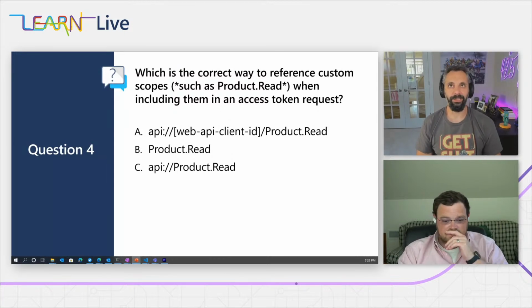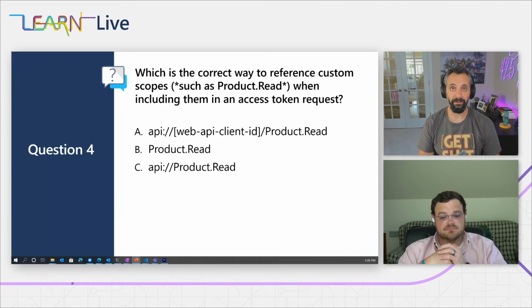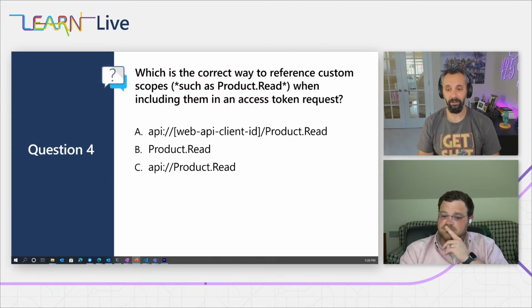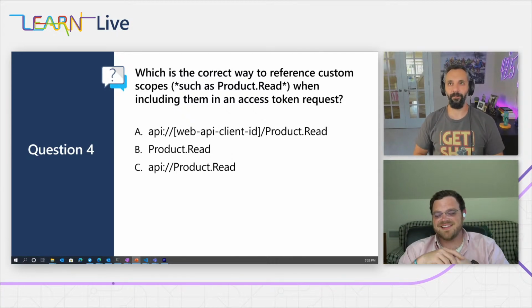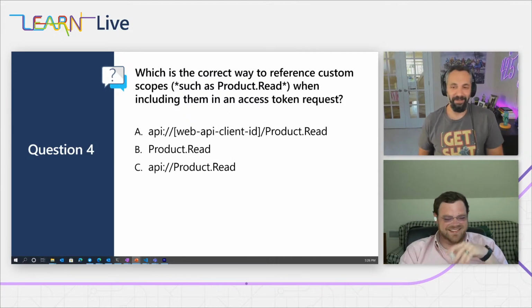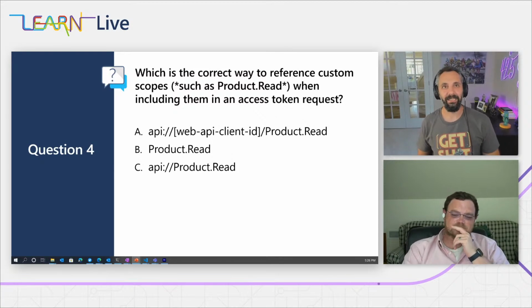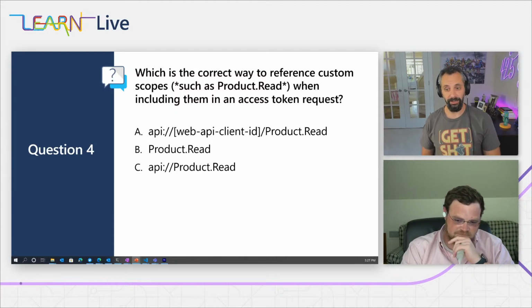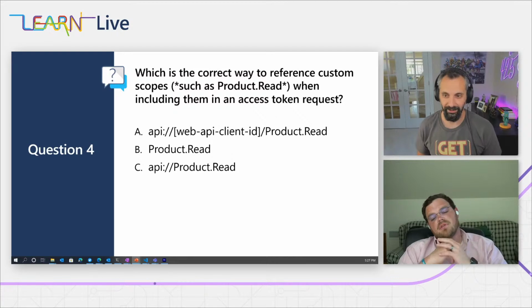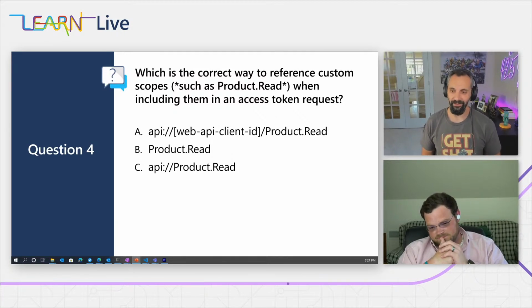Yep. Which is the correct? Go on. Last one. Which is the correct way to reference custom scopes such as product.read when including them in an access token request? Is it API://whatever ID you decide to use, whether you go fancy as JP or whether you go primitive like me with GUIDs, and fancy, then /product.read? Well, I don't have my custom domain, so I can't do that. Then is it just product.read, or is it API://product.read? What do you think it is? That one? I think I've already given the answer away, but it's fine.